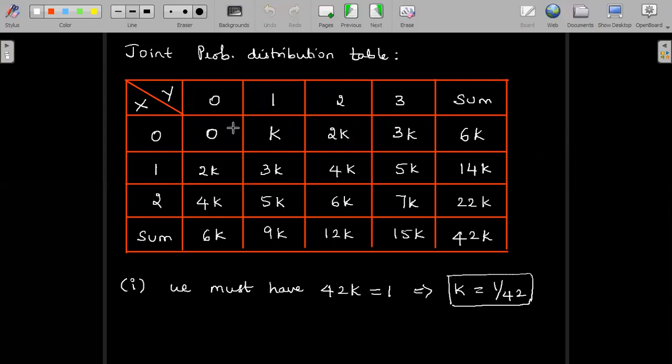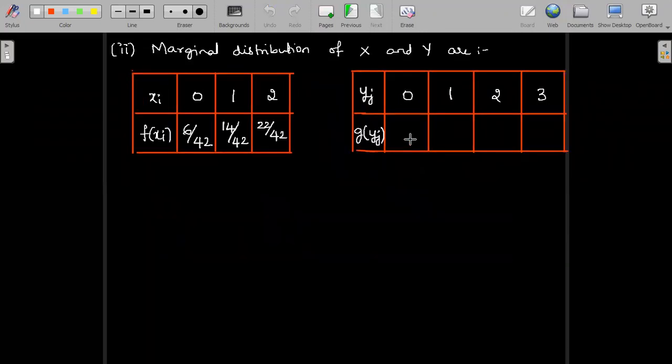So again, column wise, we have already written the sum in terms of k. For y is equal to 0, the sum is 6k. For y is equal to 1, the sum is 9k. For y is equal to 2, the sum is 12k. And for y is equal to 3, the sum is 15k. So respectively, since k is 1 by 42, these values will be 6 by 42, 9 by 42, 12 by 42, and 15 by 42.